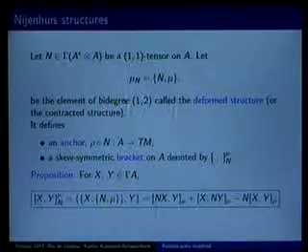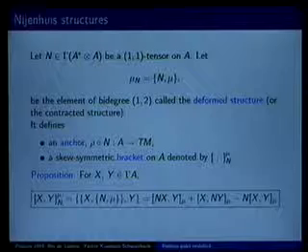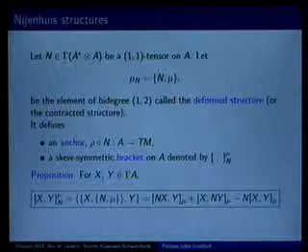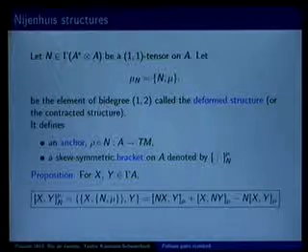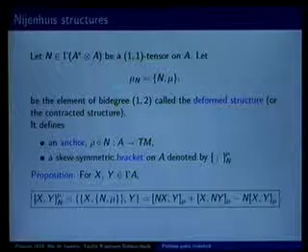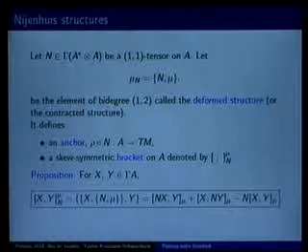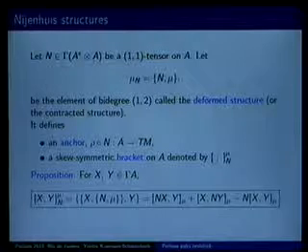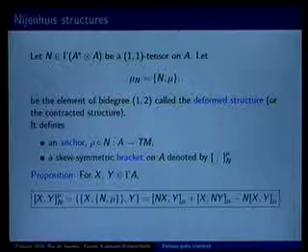If you want to deform a Lie algebroid structure, you will need an endomorphism of A. So let N be a 1-1 tensor on A, and then you consider this expression. This is a new candidate for being a Lie algebroid structure on the same vector bundle A. And so we call it the deformed structure, or it is also called the contracted structure.